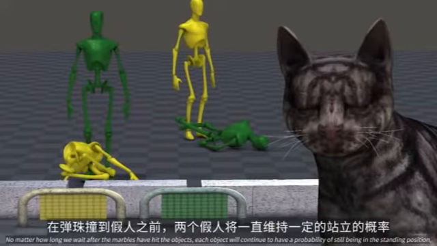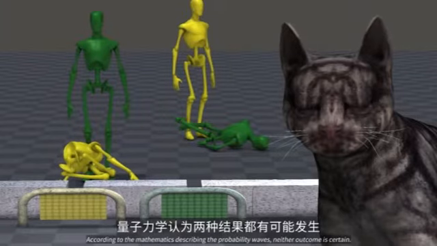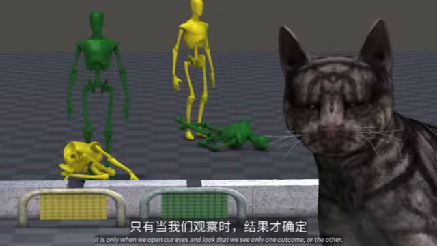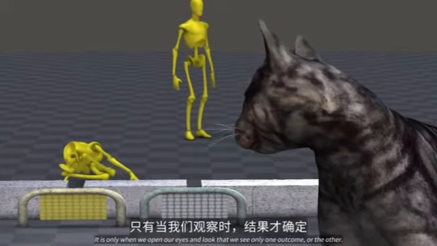No matter how long we wait after the marble hit the object, each object will continue to have a probability of still being in the standing position, and each object will also continue to have a probability of being in the knocked down position. According to the mathematics describing the probability wave, neither outcome is certain. It's only when we open our eyes and look that we see only one outcome or the other.